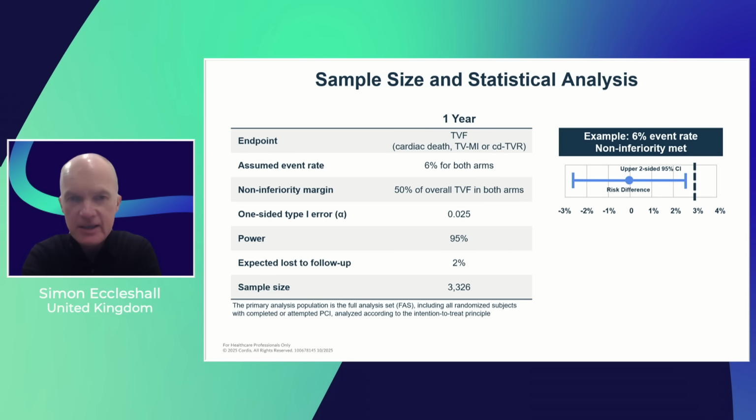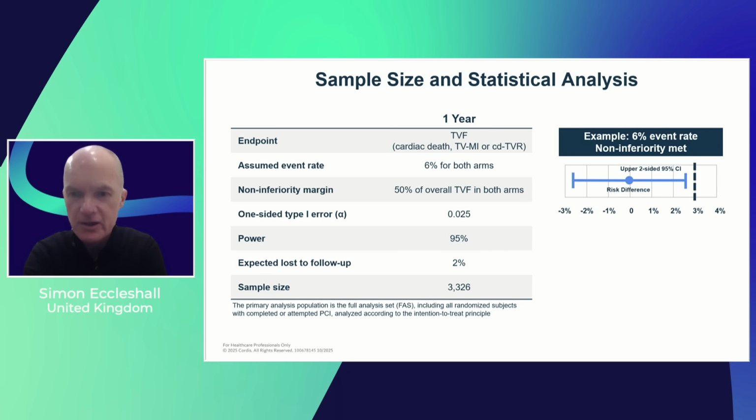Here's the statistics. As I said, the primary endpoint at 1 year, which is what we're talking about currently, was target vessel failure as listed there. It's important to note that the assumed event rate was 6% for both arms, and this was based on previous drug-eluting stent trials of similar cohorts as we could find, and what little data there was out there for similar DCB trials. The non-inferiority margin was a very standard 50% non-inferiority margin, which you can see in any of the relevant publications. And this was overall target vessel failure in both arms. And this is really important because this guards against the problem of low event rates.